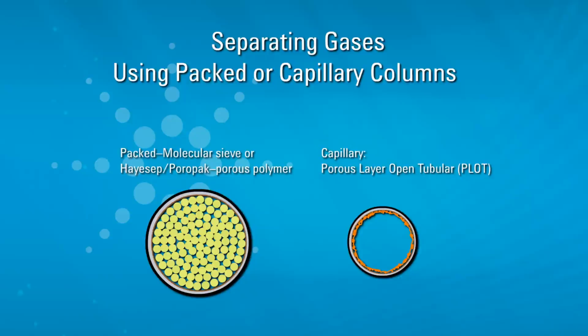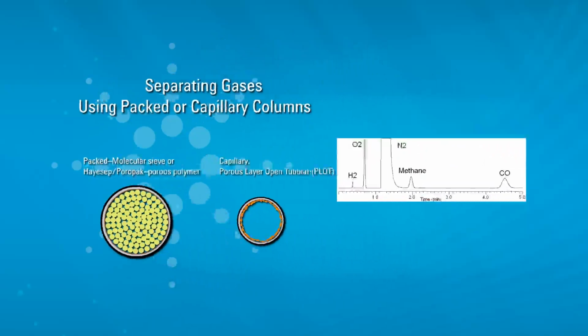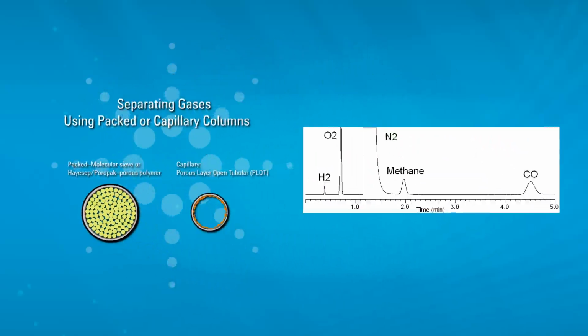Neither the molecular sieve nor porous polymer columns have a liquid phase. These types of columns are also available as capillary columns known as PLOT, or porous layer open tubular columns. The chromatogram shown is a fixed gas separation on a molecular sieve column.